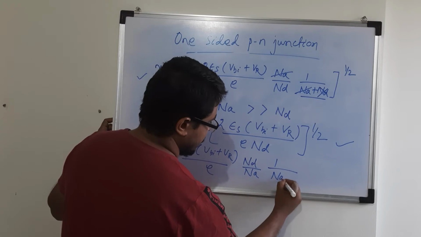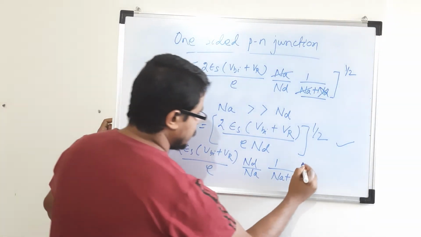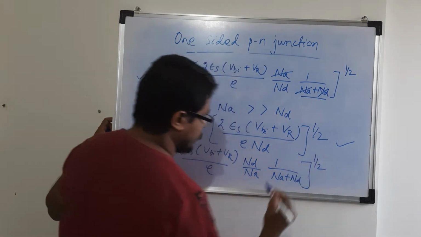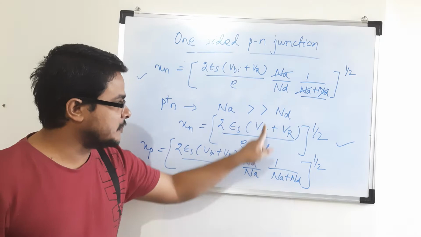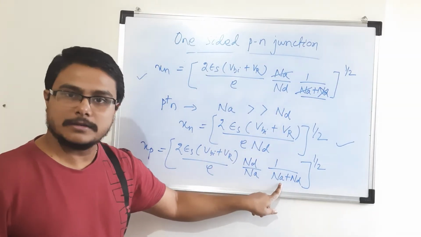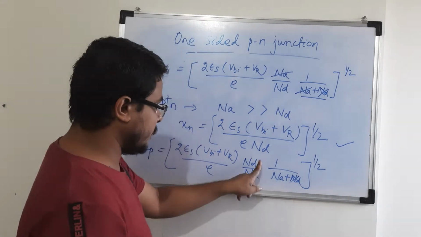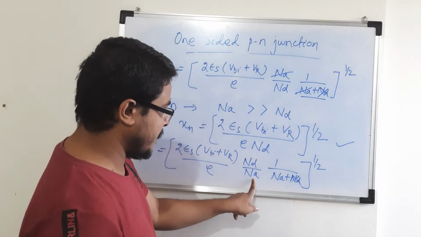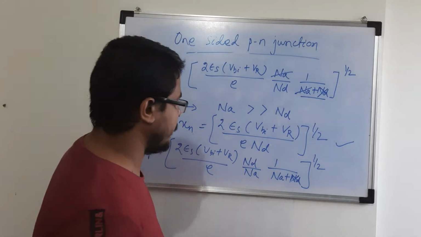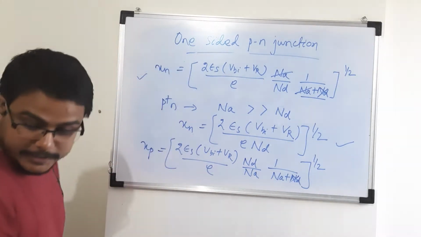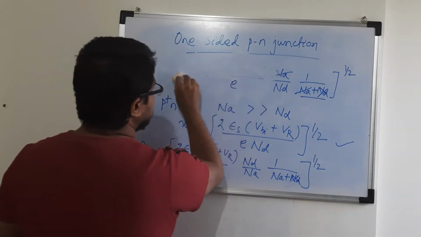Okay, and then Na plus Nd as it is there in both the cases, to the power 1 by 2. Now you take the same thing, Na is much larger than Nd, you consider here. So you can say Nd can be ignored. Now you got Nd divided by Na into Na squared, right? Na into Na squared.